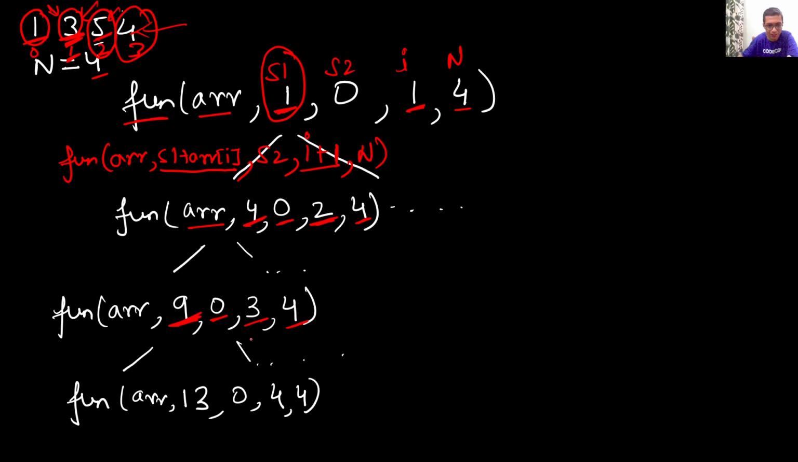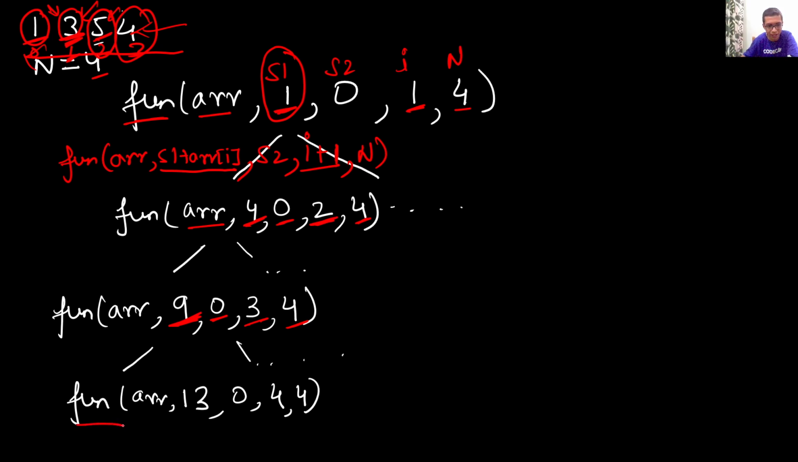Sum 2 would remain as it is. I would now be incremented by 1, so I would become 4, right? And 4, which is the size of the array, would remain as it is. Now we have added all the array elements, so now we are at the very last level.